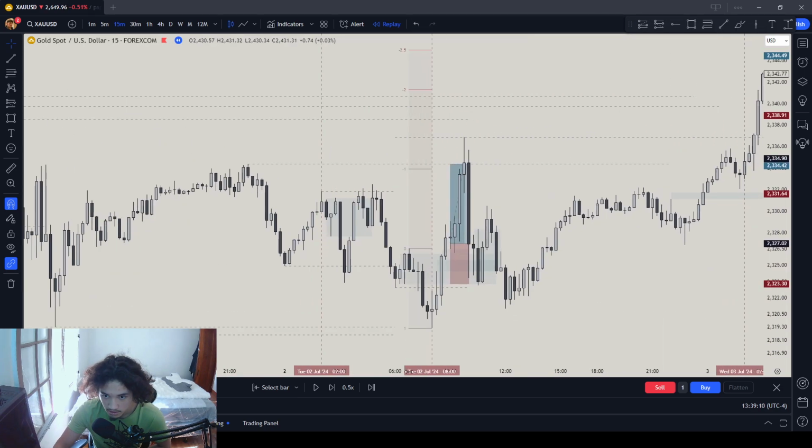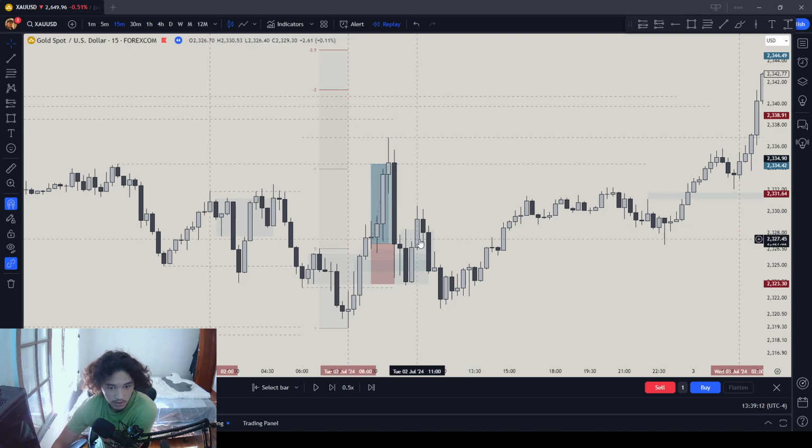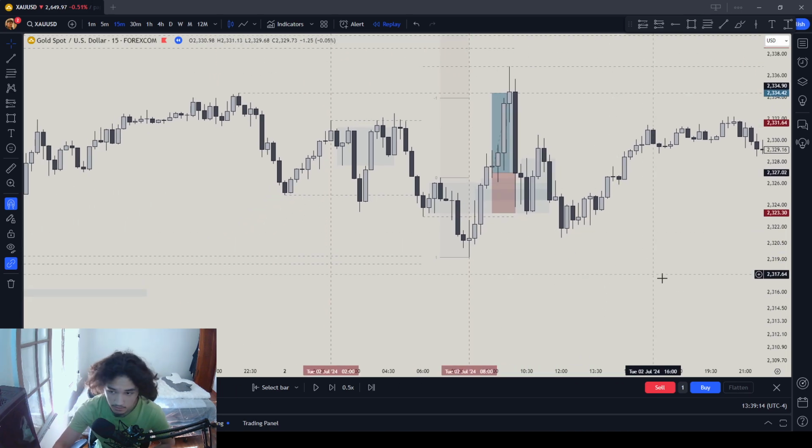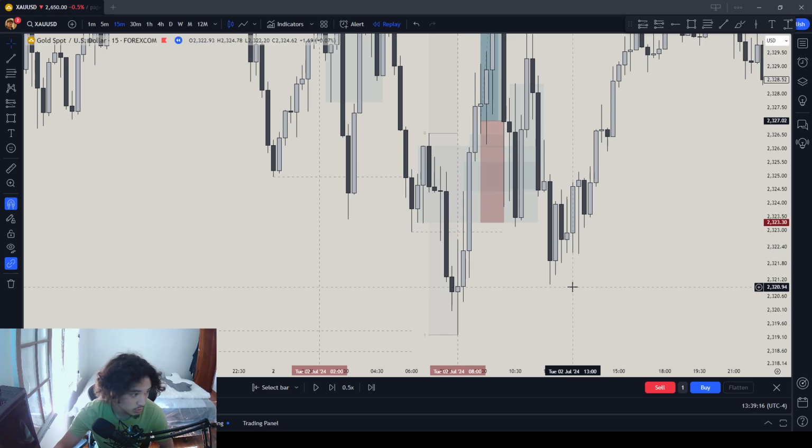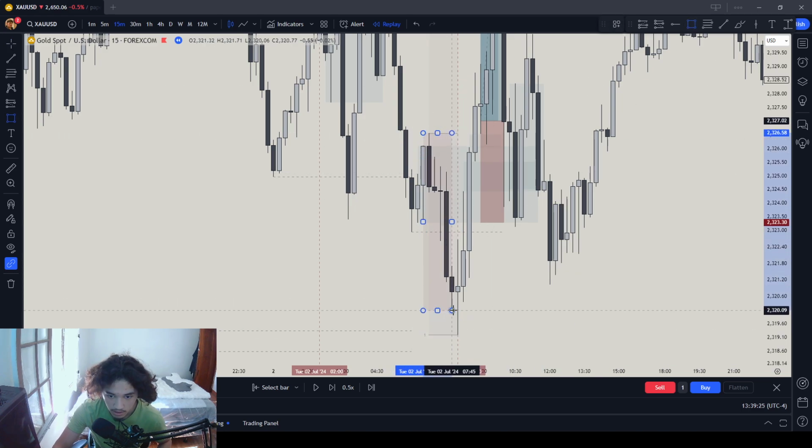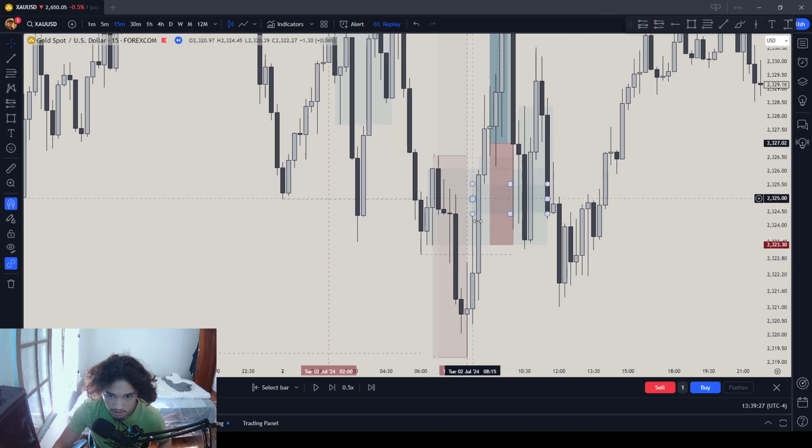Right over here, this trade right over here, you can see there's a 15-minute example. We gave you a 5-minute, we gave you a 15-minute, and now there's a 15-minute again, right? We got super liquidity. This whole thing is a manipulation leg, right? Down to here as well. The manipulation leg is over here.